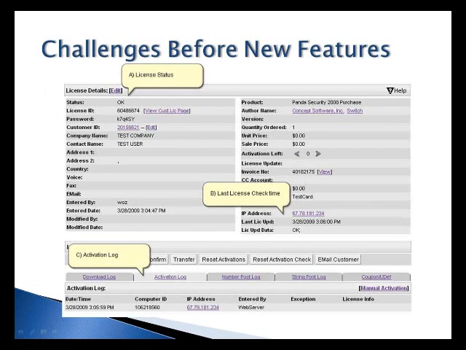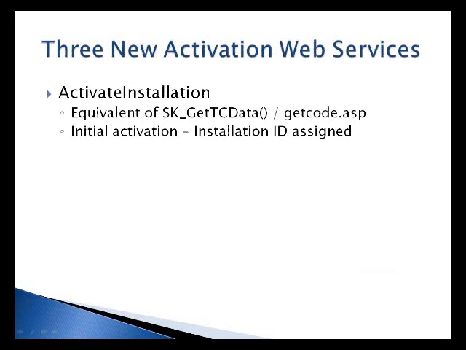So let's take a look at the current license details page. As I mentioned before, the license has a single status up there at the top marked A. We have a single timestamp for when any computer has communicated with Solo, marked B, last license check time. And we have a very basic activation log, marked C. So that's what's available or what has been available historically. And we'll show you the new stuff in a moment.